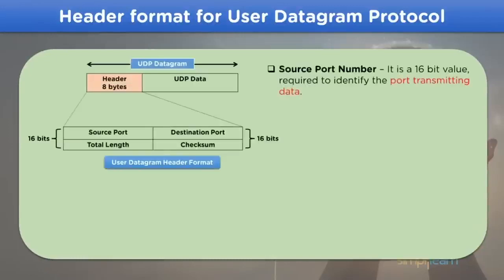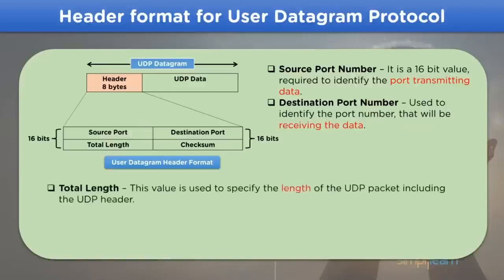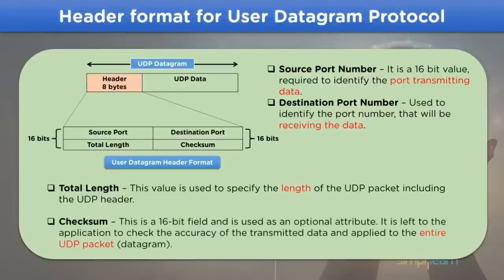The first one is source port number. It is a 16-bit value that is used to identify the port that is transmitting the data. Next is destination port number, that is used to identify the port number that will be receiving the data on the receiver end. Next we have total length. As the name suggests, this value is used to specify the total length of the UDP packet, including the UDP header part. And the last is checksum. This is a 16-bit value field and is used as an optional attribute. It is left empty if there is no need, or it is used in cases where the accuracy of the data is to be measured.